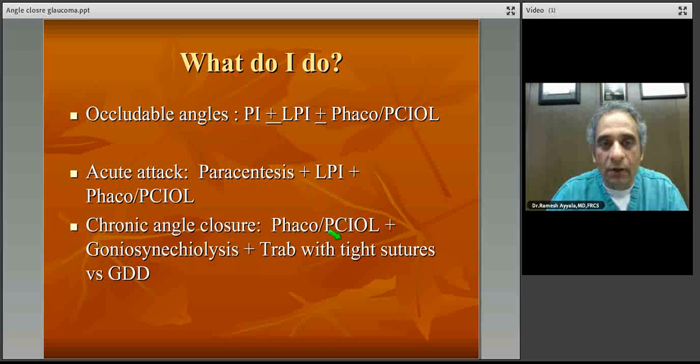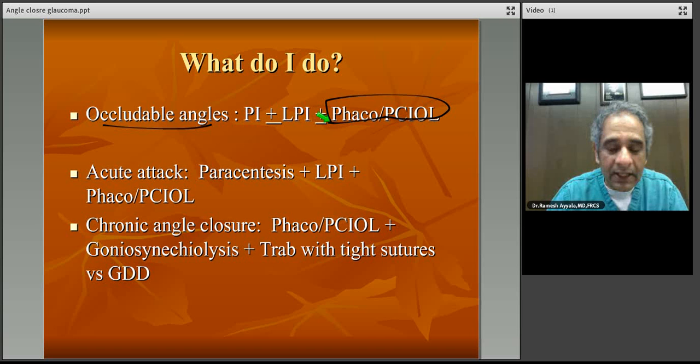So what do I do when I see a patient with occludable angles? I do a peripheral iridectomy plus or minus a laser peripheral iridoplasty. And if the patient has underlying cataracts, I would recommend taking that lens out. Once that cataract is taken out, these patients will never have to worry about angle closure glaucoma ever again, unless they have plateau iris syndrome.